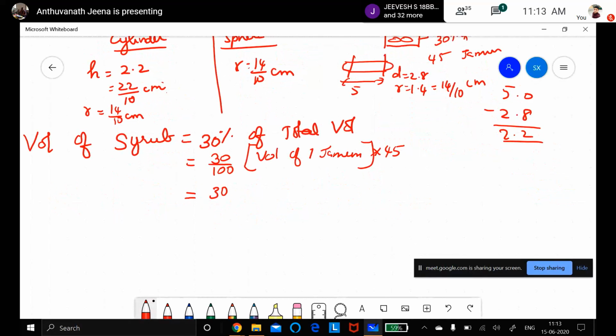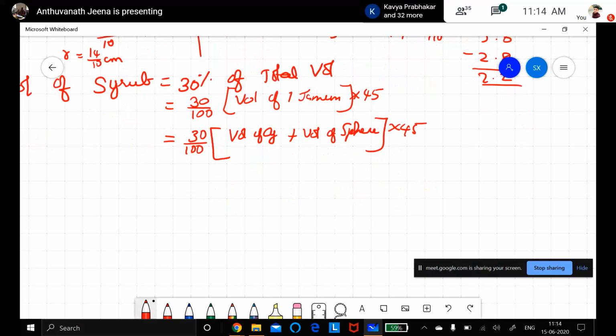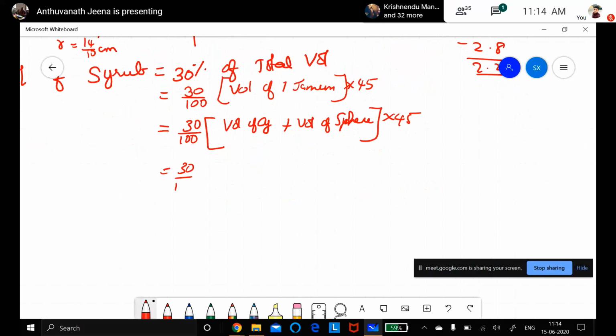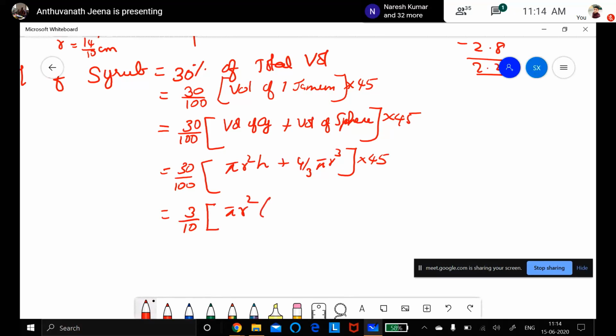So 30 by 100 into volume of one jamun, which consists of volume of cylinder plus volume of sphere. Instead of two hemispheres, I write one sphere, children. Volume of cylinder formula is pi r square h plus 4 by 3 pi r cube. If you know the formula, you can easily do all the sums.